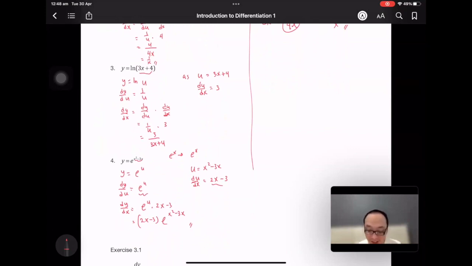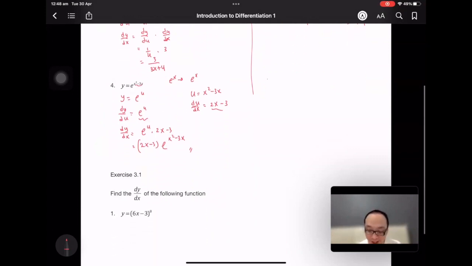Number 3, y equals ln(3x plus 4). So this is u. So dy/dx is, the derivative of ln u is 1 over u, times the derivative of u. The derivative of 3x plus 4 is 3. So 3 over 3x plus 4.